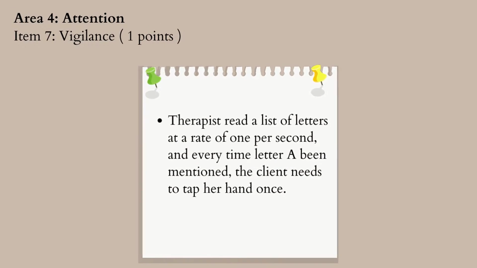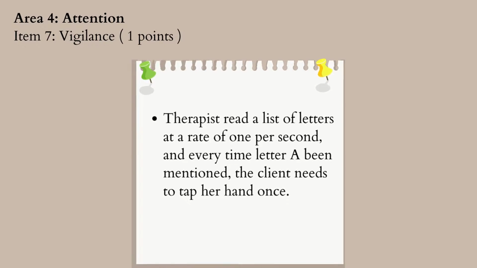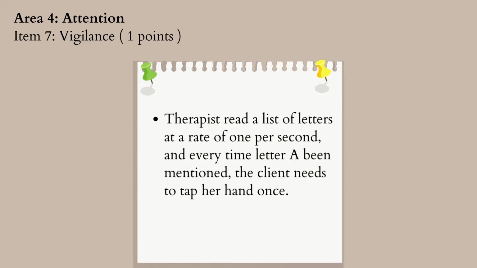Item number 7, which is vigilance, has 1 point. In this item, the therapist will read a list of letters at a rate of 1 per second, and every time the letter A is mentioned, the client needs to tap a hand once.